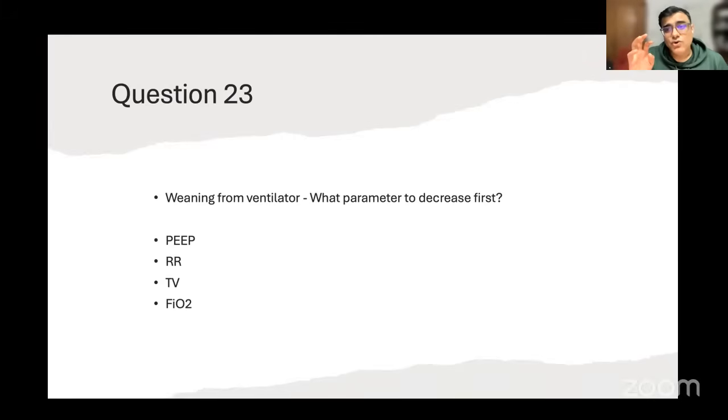So here, probably the correct answer would have been FiO2 based upon best practice statements, but there is no consensus statement which suggests what should be reduced first. Okay. There is no consensus statement there. FiO2 would have been probably the correct answer here.